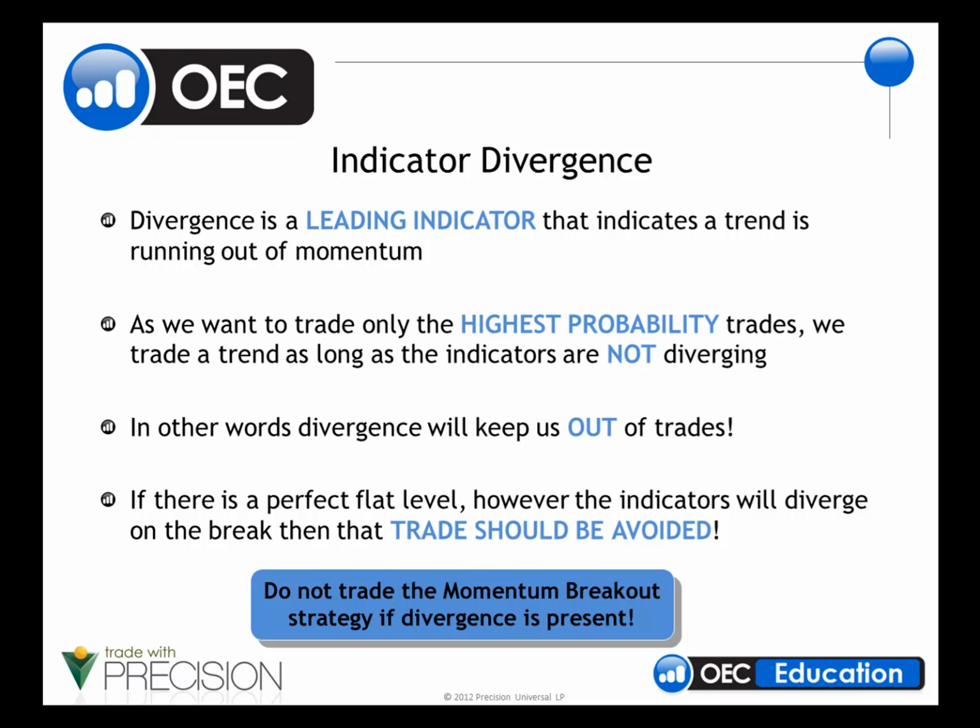So if you find a perfect flat level trade setting up, such as our momentum breakout strategy, but the indicators look like they will diverge on the breakout, you should avoid taking that trade. Remember, we're only interested in trading the highest probability setups.